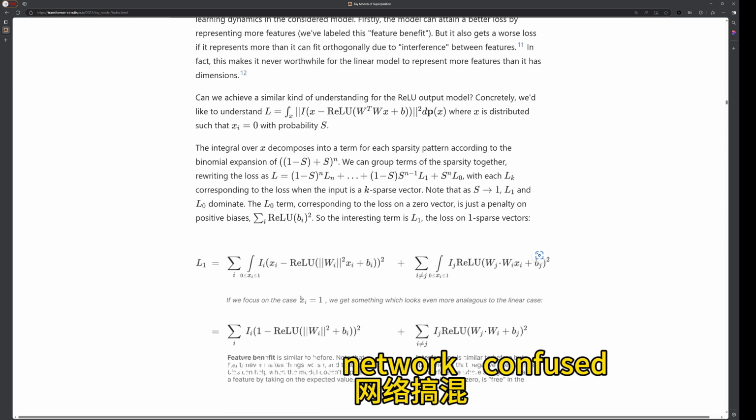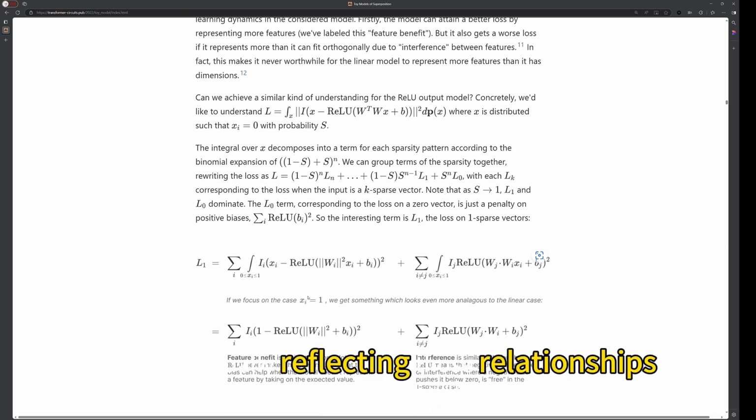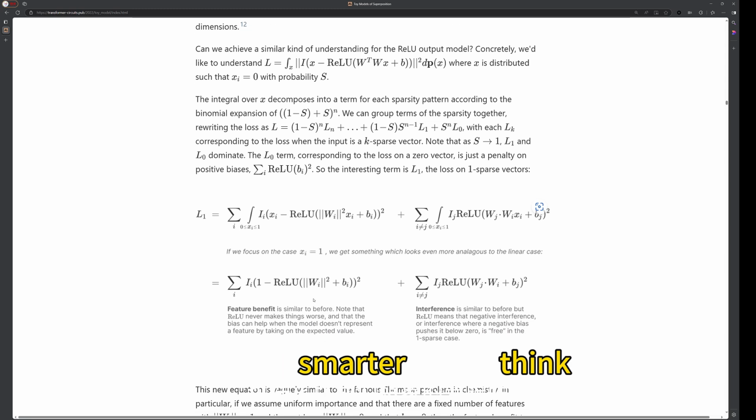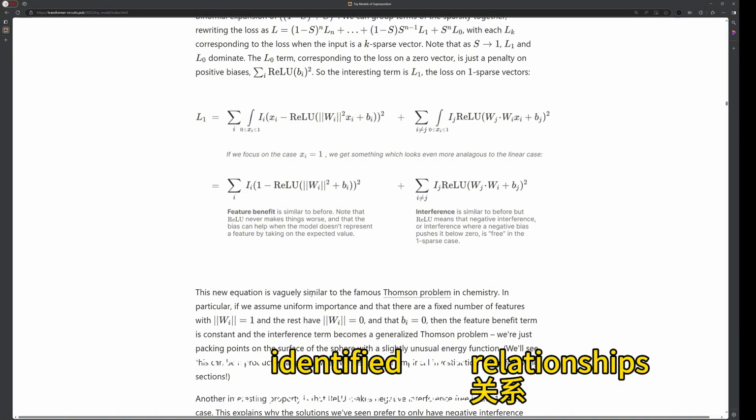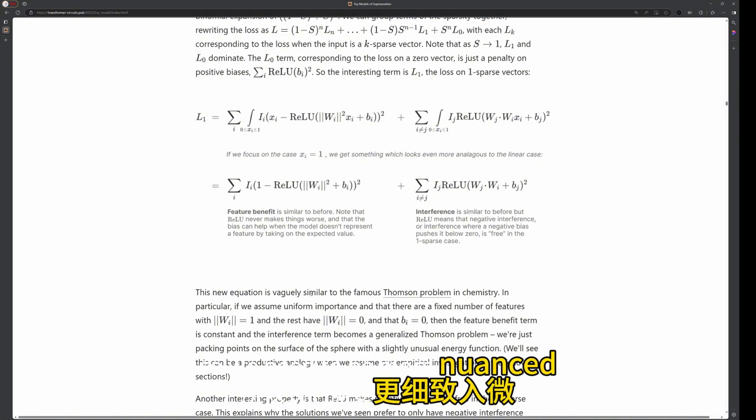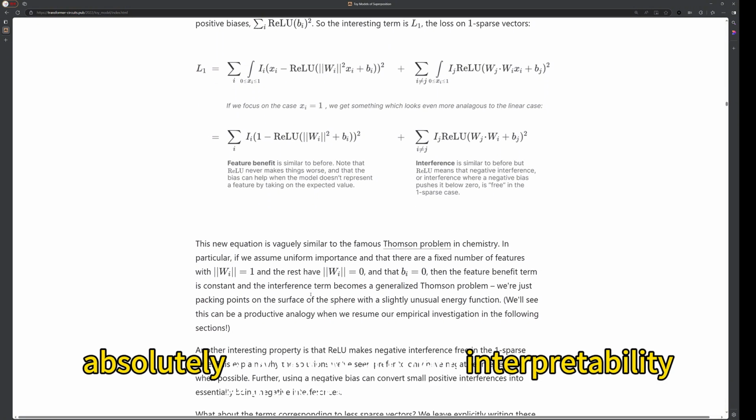So it's not that the network is confused. It's actually reflecting those relationships. Maybe it's smarter than we think. Yeah, and we just haven't identified those relationships yet. So we need to be more nuanced in how we approach interpretability.